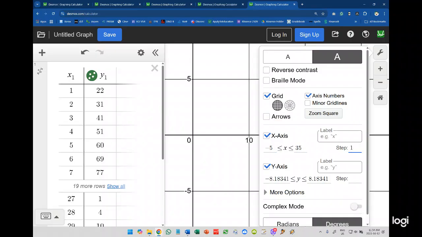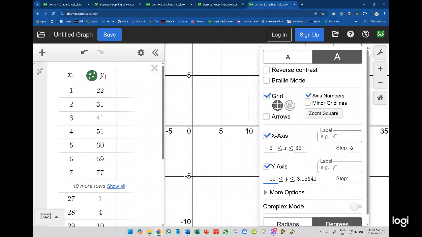If I try to go up by ones, it does not like it, so I'm going to go up by fives, every 5 days. My Y values, obviously the percentage brightness is going to go between 0 and 100, so I'm going to go -10 to 110.